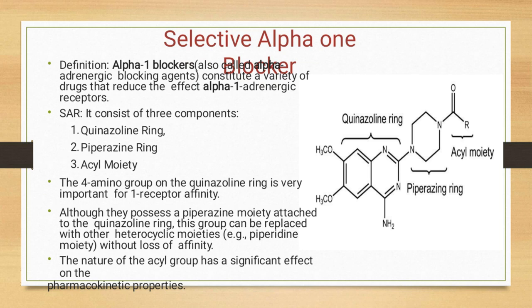Then we are moving to the next part, that is the selective alpha 1 blockers. As the name indicates, selective. These selective alpha 1 blockers act on the alpha 1 receptor and become alpha 1 selective drugs like prazosin, terazosin, doxazosin. So these are the drugs which come under the selective alpha 1 blockers.